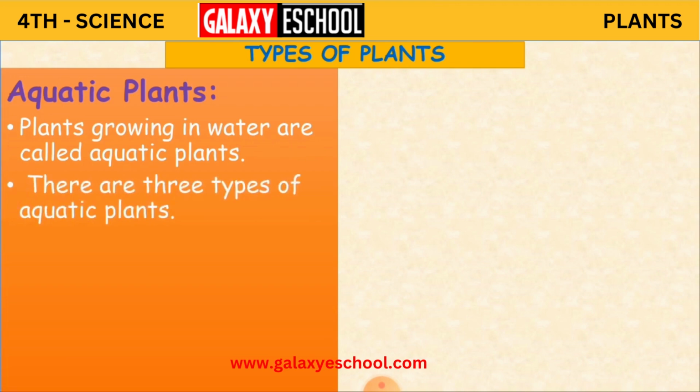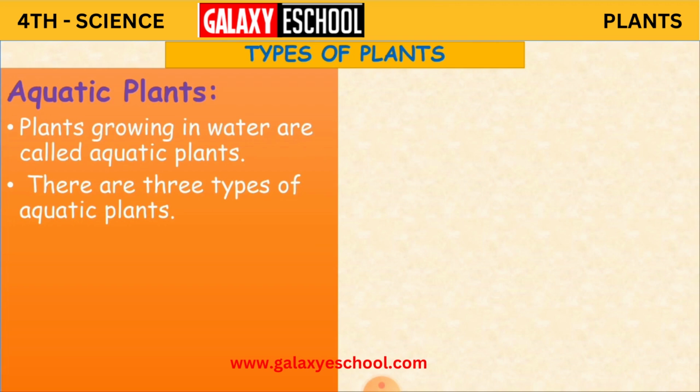Until now we learned that plants grow in terrestrial areas, that is on the surface of the land, then in the deserts, in mountains, hills, and now we are talking about plants which grow in water. Plants growing in water are called aquatic plants.